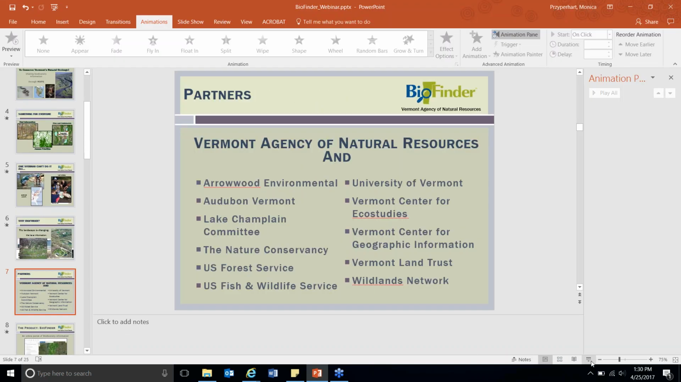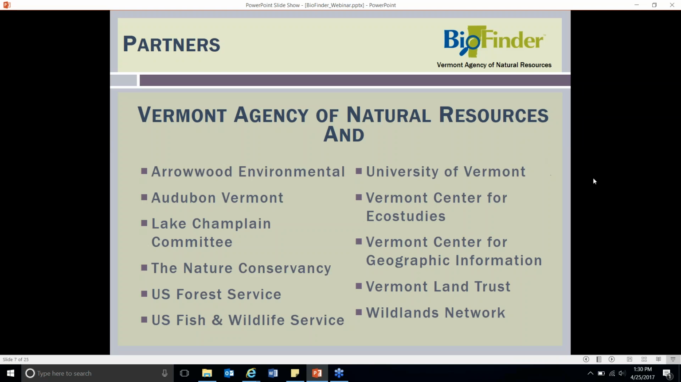So here's the list. And yes, this is the list of organizations. And then, of course, the Vermont Agency of Natural Resources itself has various departments and numerous scientists involved.